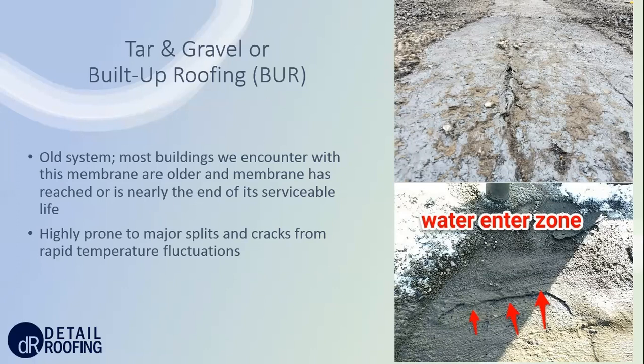Because this is an older system, a lot of the times when we're encountering it, it is on an older building. The roof itself is aging, so there's a lot of deterioration present, and this membrane in particular is more prone to major splits and cracks from things like natural building movement or weather fluctuations that we experience this time of year, where it's going from freezing cold temperatures to milder temperatures. That can really add a lot of stress on the roof system.